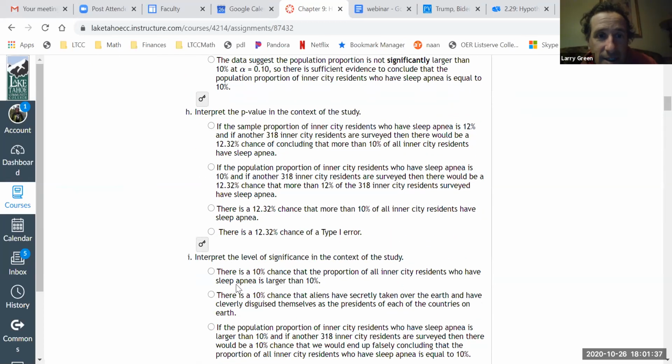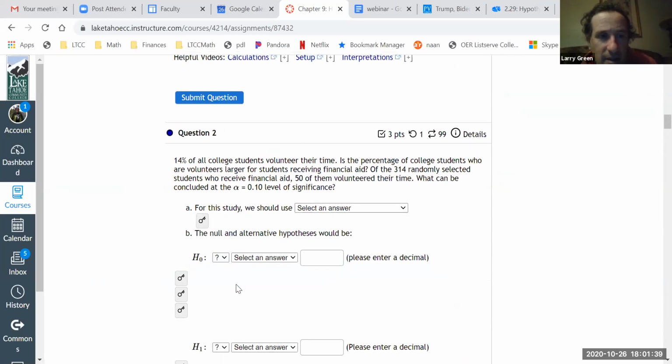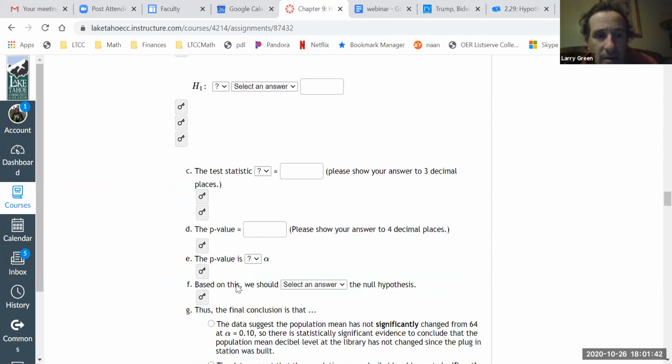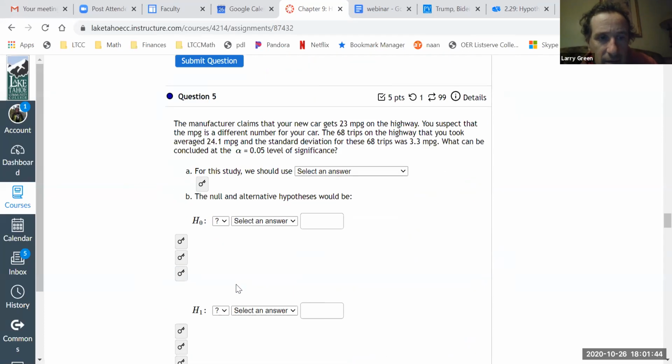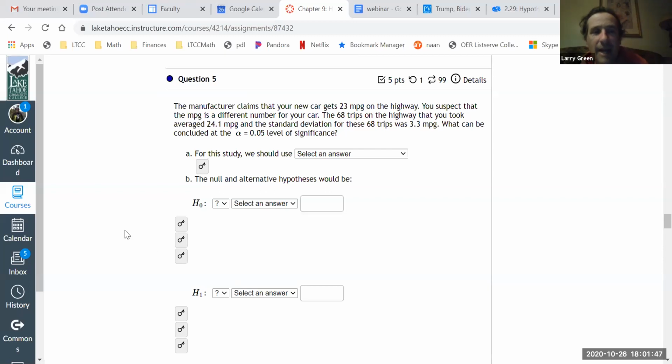So let me find one. Okay, how about number 5? Okay, and I may have to go back and forth. Well, I'll be able to do it, actually. The manufacturer claims that your new car gets 23 miles per gallon on the highway. You suspect that the miles per gallon is a different number for your car. The 68 trips on the highway that you took averaged 24.1 miles per gallon.